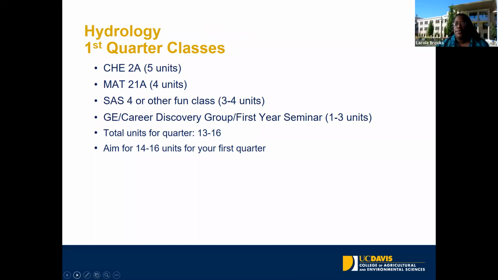The next one is hydrology. And for hydrology fall quarter, we suggest you take chemistry 2A, math 21A, SAS 4 or other fun classes, a GE, career discovery group, or first year seminar. Total units should be about 13 to 16 units, but you really want to aim between 14 and 16 units for your first quarter.